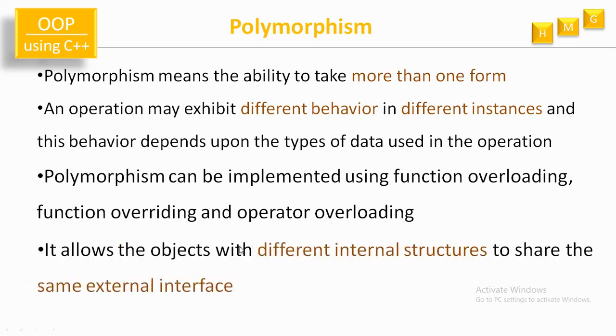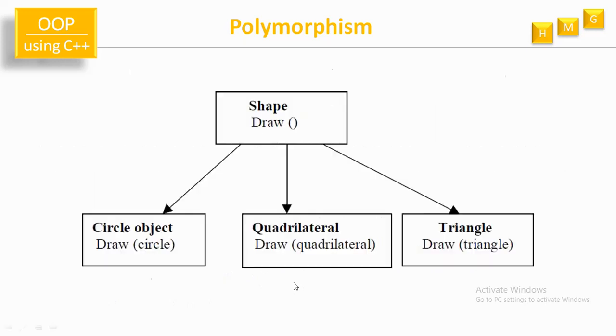Polymorphism allows objects with different internal structures to share the same external interface. So due to this polymorphism, the objects can share the same external interface, meaning to the external world it appears as a single thing, but internally it has different internal structures. So that is happening due to polymorphism.